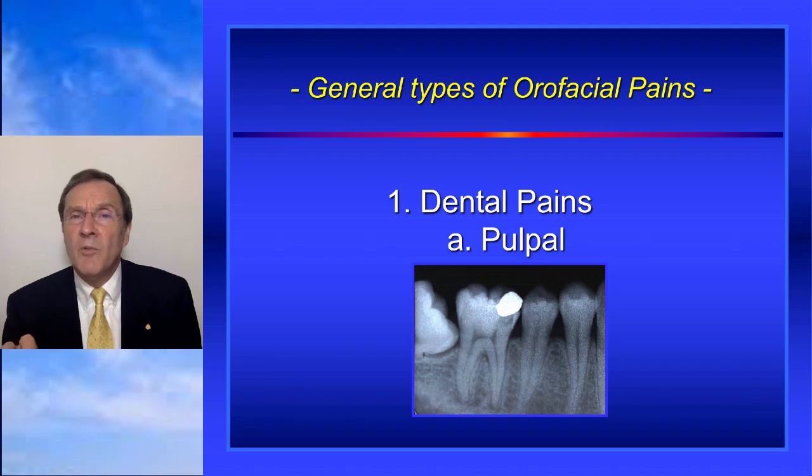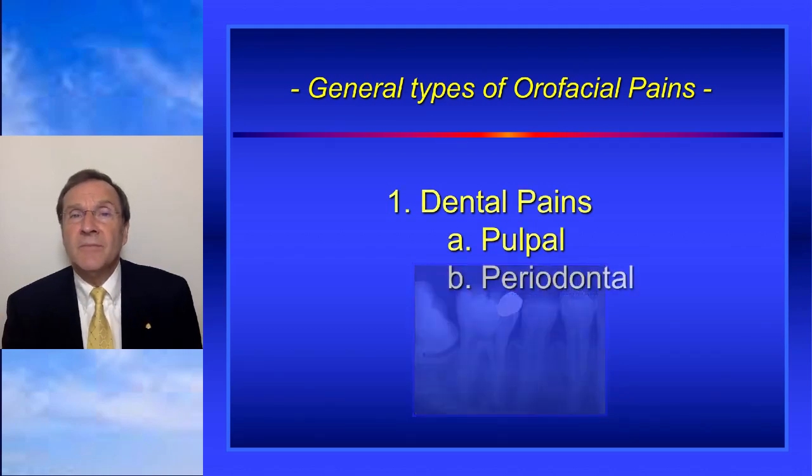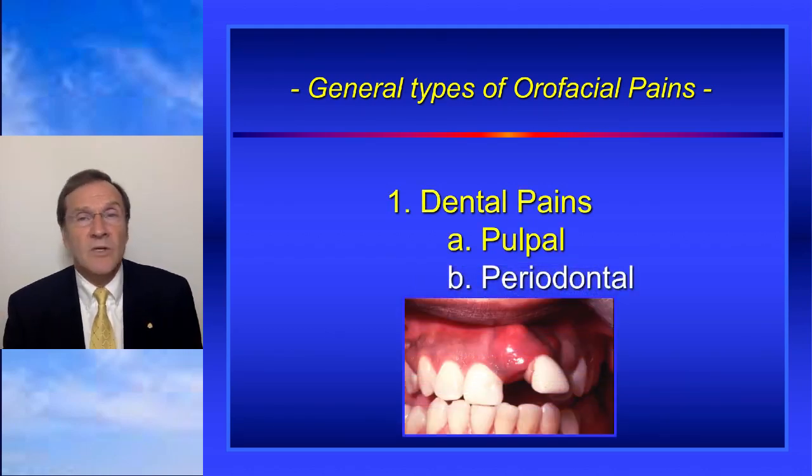But we're not going to talk about pulpal pain. And the other odontogenic pain is periodontal pain. We're not going to talk about periodontal pain. Why? Because you learned in dental school how to solve this problem. Clean the tissue. Take the tooth out. You get rid of the periodontium. Pulp pain, or perio pain's gone.